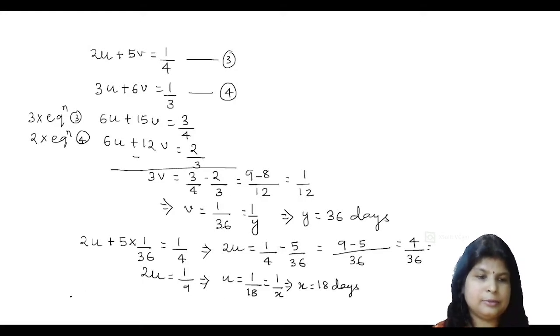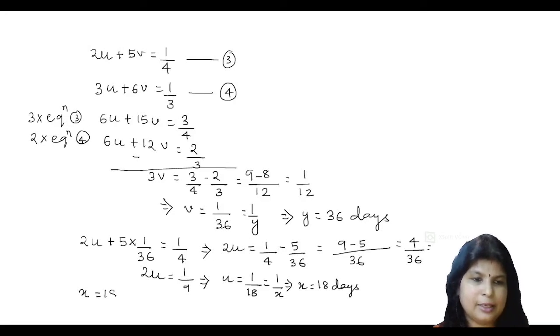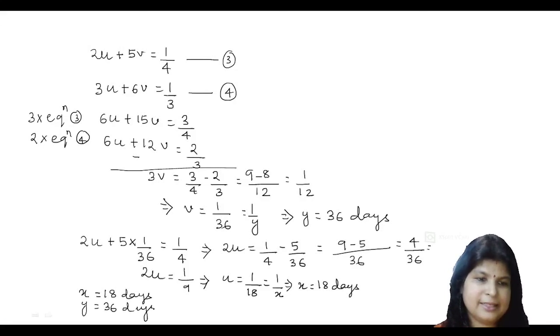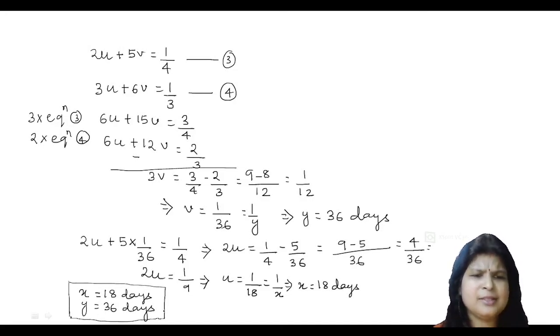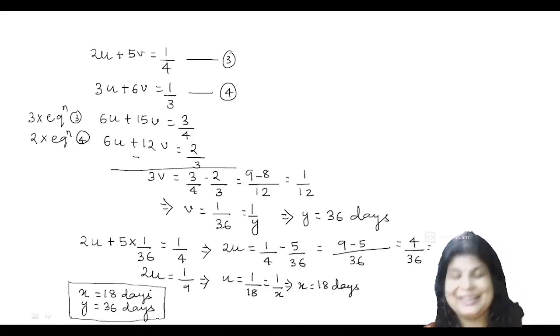Correct? That means the woman can complete it in 18 days and the man can complete it in 36 days. So, women are more efficient than the men. It is true, right? Okay.